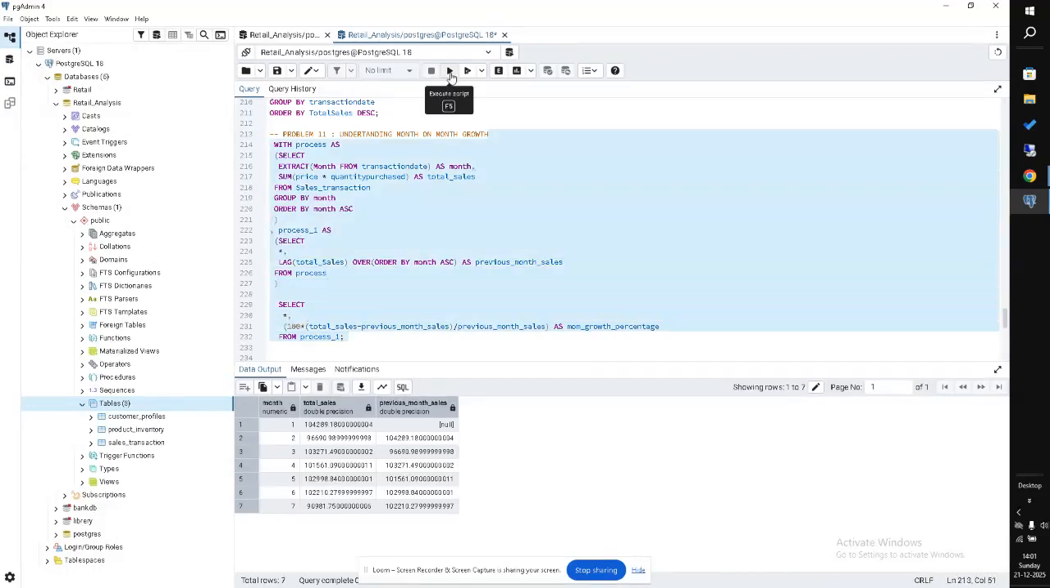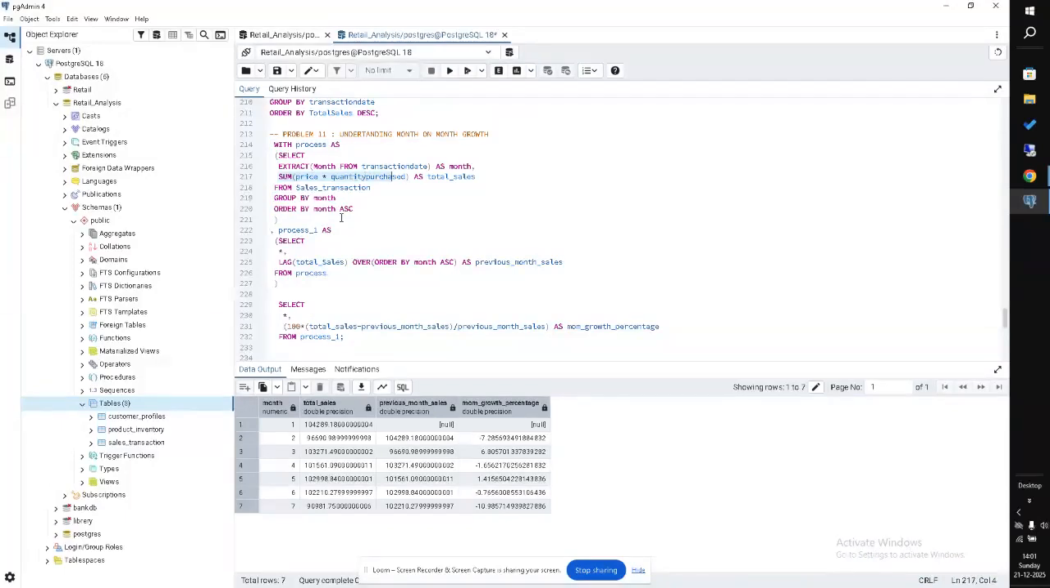Let's see. Yes. We need to round all the values to 2 decimals. Here we require round, numeric, comma 2. That's it, I think. This will be enough, total sales we are using. And the last one here we need to use round.